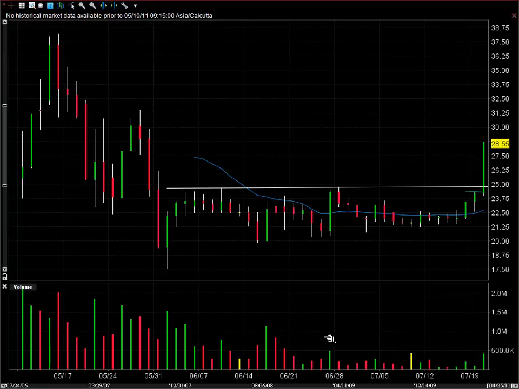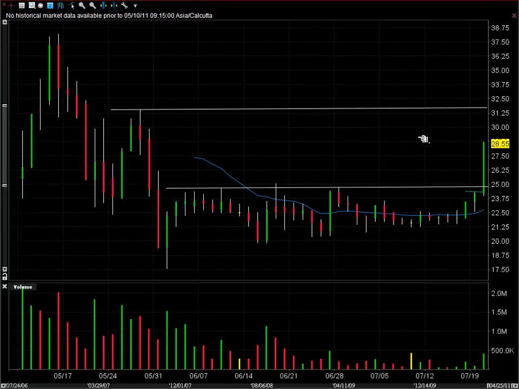Now notice here that the volume has been light while the stock is consolidating. But then today when the stock broke out, the volume increased. Traded its highest volume it's traded in more than a month. That's good. That's what we want to see. Now the stock's going to run into resistance up here. The prior swing high from back in May, around 31.40.